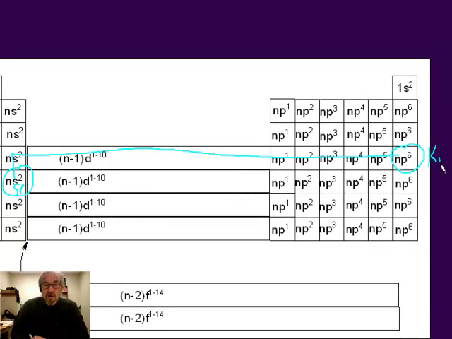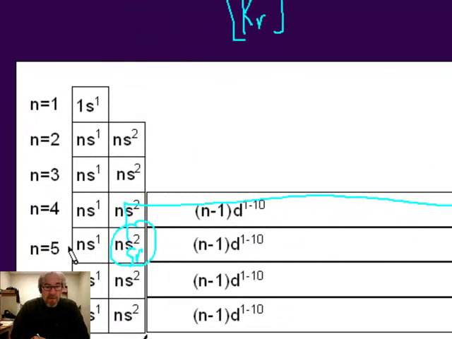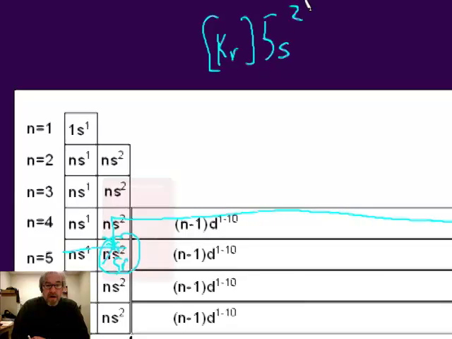So for strontium shorthand notation, I'm going to start out with krypton in brackets. Then, starting with the 5th row, I only have to go to there. That's where I stop. This is the S2 column, and it's row 5, so I go 5S2. There's the electron configuration shorthand notation.